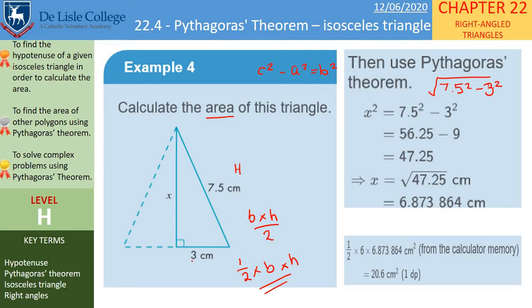We know what the base is. The base is 3 because the height and the base meet at a right angle. So there's our base. All you need to do in your calculator is press the ANS button, times by 3, and then divide by 2, or press the ANS button, times by a half, times by the base, which is 3, and you should get 20.6 centimetres squared.